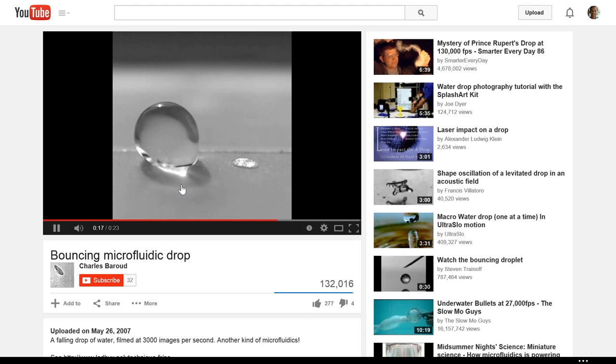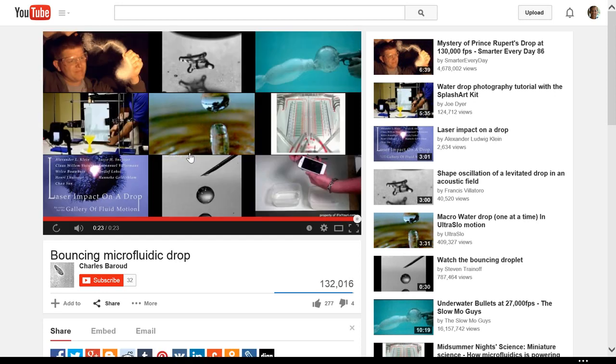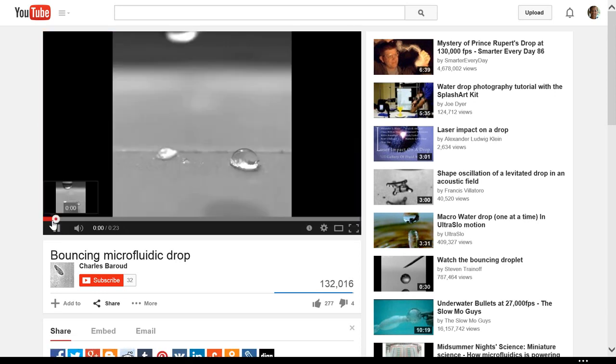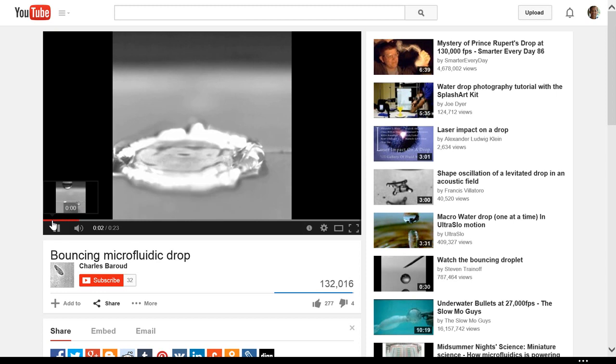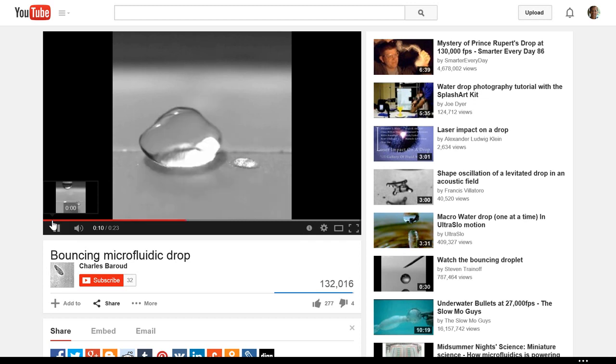What are the different forces at work here? You have surface tension. Surface tension is what's trying to keep the droplet together. You have gravitational forces, which is causing the droplet to drop. You have inertial forces. Inertial forces means whichever direction a piece of fluid is going, it wants to continue in that direction.